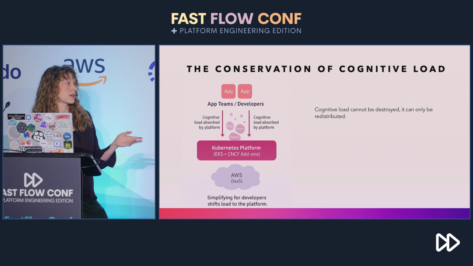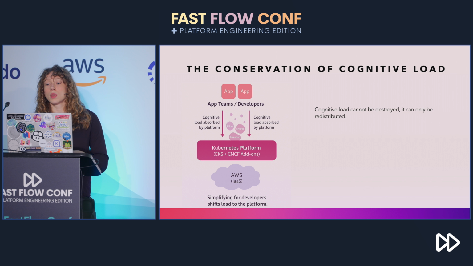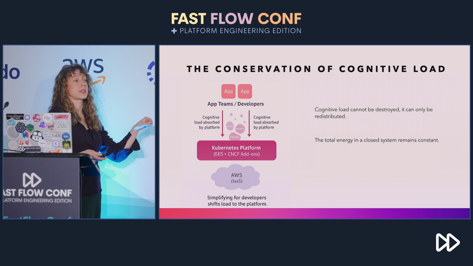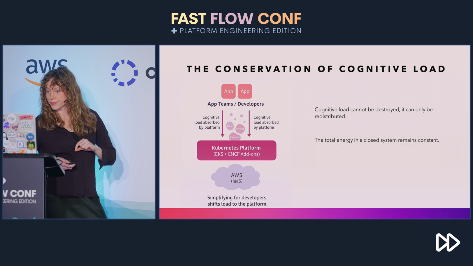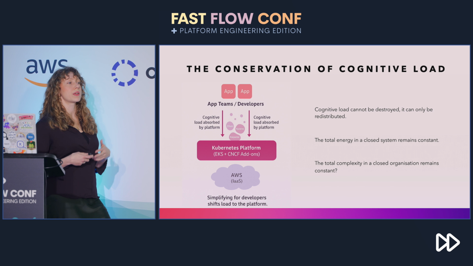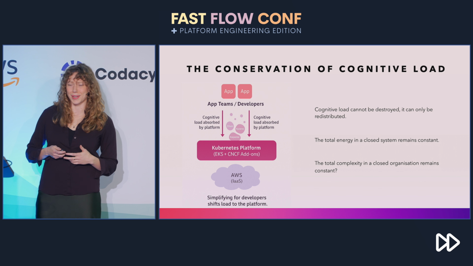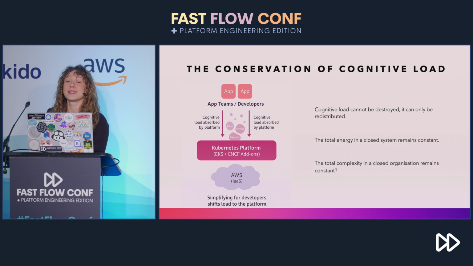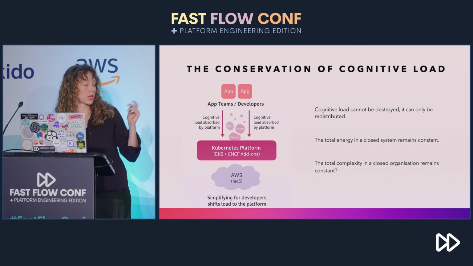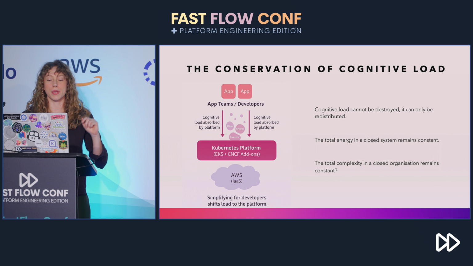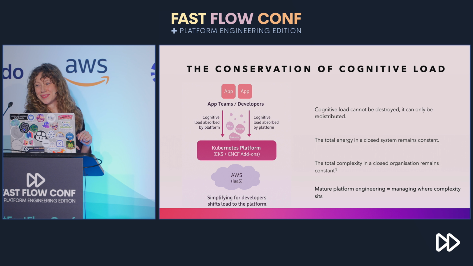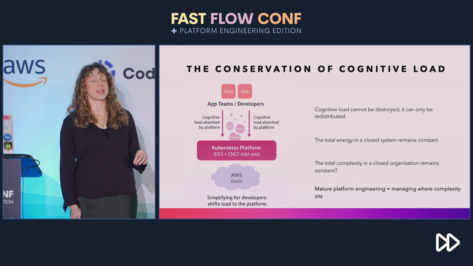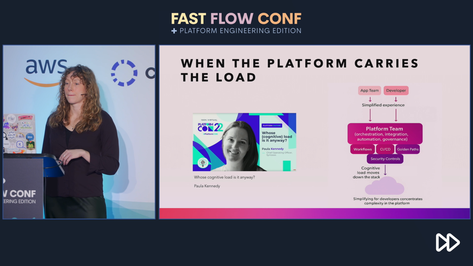Someone is always paying the complexity cost. The law of the conservation of energy says that the total energy in a closed system remains constant. And so, could I perhaps rephrase my own law of the conservation of cognitive load as: the total complexity in an organization remains constant? I'm posing this as a hypothesis, see, we're empirical. So, mature platform engineering is not about removing cognitive load, it's about managing where you place it.